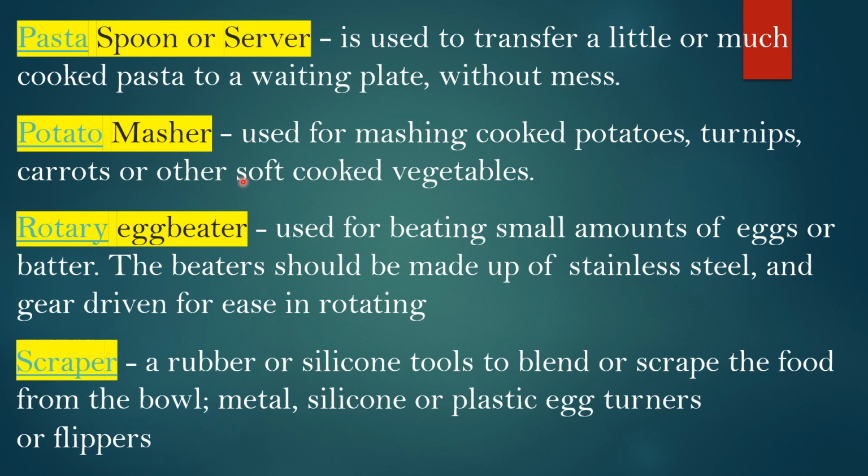Naman tayo sa ating pasta spoon or server. So it is used to transfer a little or much cooked pasta to a waiting plate without this. Okay, next naman is the potato masher. It is used for mashing cooked potatoes, turnips, carrots, or other cooked vegetables. And then we have rotary egg beater. It is used for beating small amounts of eggs or butter, and then the beater should be made of stainless steel and gear-driven for ease in rotating.